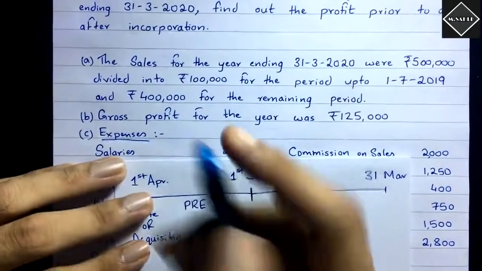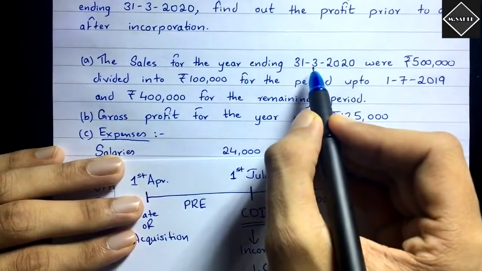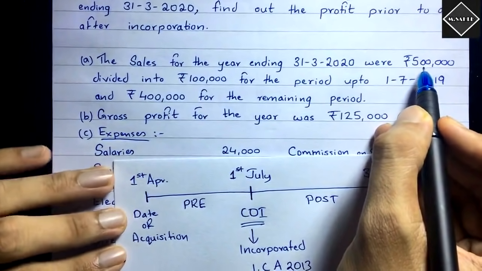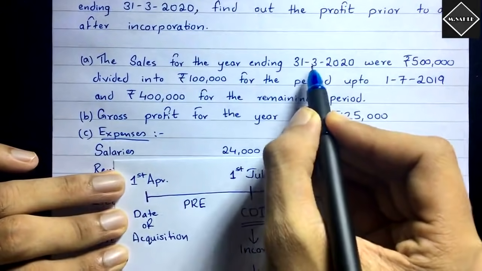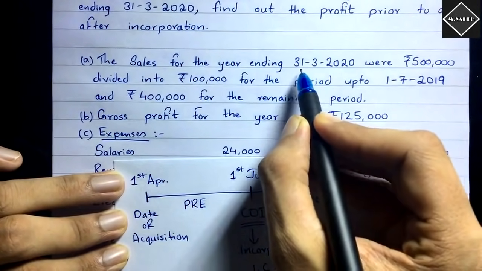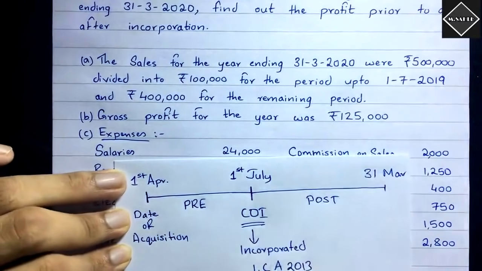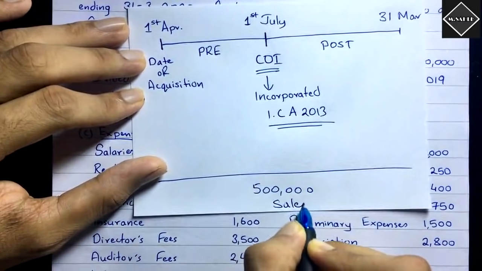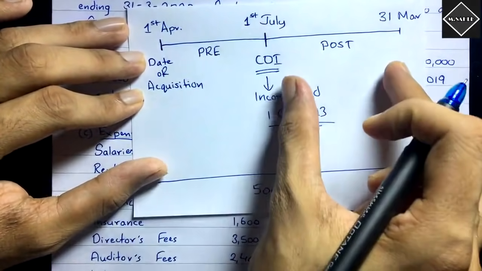They have said the sales for the year ending 31/3/2020 were 5 lakh. So now they have directly given us the sales. But these sales are of the whole year, 5 lakh. Fine. But we want separate sales of the pre-period and sales of the post-period.